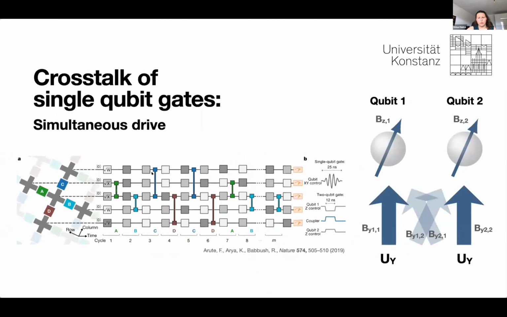what happens if we drive single qubit operations at the same time. So if we look, for example, at this algorithm, which is from the Google paper, we see that we perform single qubit operations at the same time here in this circuit. And then we also want to think about how this crosstalk effect looks in this simultaneous driving. Therefore, we looked at qubit 1 and qubit 2 driven simultaneously with different driving strengths. Here, this crosstalk effect is symmetric in our case, and we drive a Y gate here.